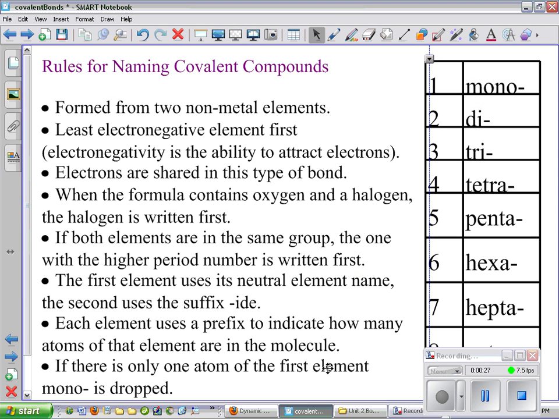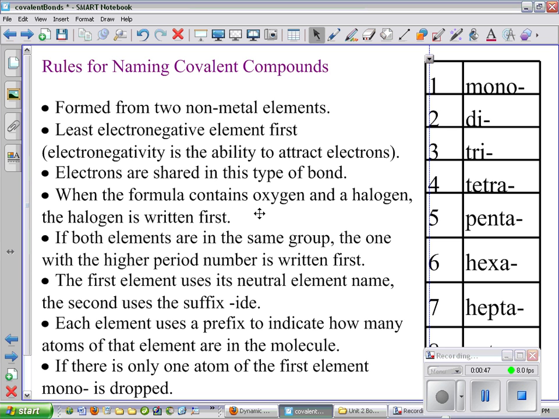So, the least electronegative element is always first in the compound. Remember, electronegativity is the ability to attract electrons. Electrons are shared in this type of bond as opposed to taken in an ionic compound.